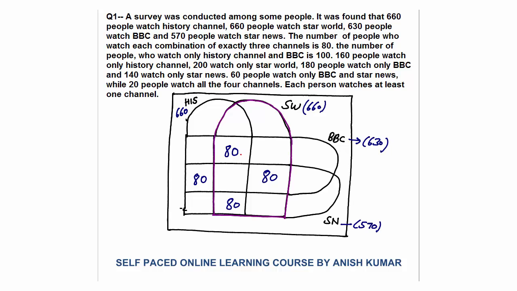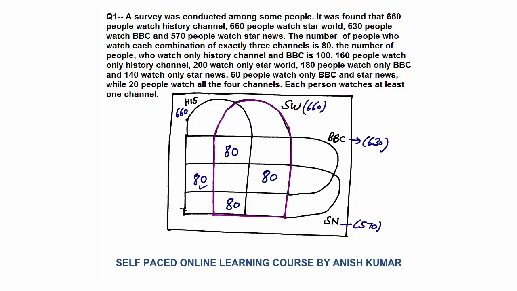Now this first 80 is the number of people who watch History, Star World and BBC. The second 80, where I have now made the tick mark, is the number of people who watch History, BBC and Star News, but not Star World. Same is the third 80. So the question says each combination of exactly 3 channels. We have 4 combinations of exactly 3 channels. One is History, Star World, BBC. One is History, Star World, Star News, then Star World, BBC, Star News, and one more. So there are 4 combinations of exactly 3 channels, and all the 4 values are 80. That is what the question says.